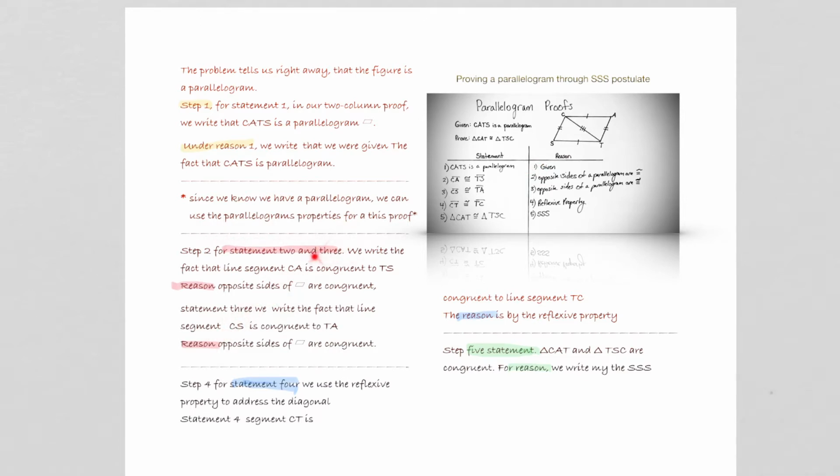For statements 2 and 3, since we know that this is a parallelogram and opposite sides of a parallelogram are congruent, we write in statements 2 and 3 that. So CA, this line segment, is congruent to ST. CS is congruent to TA.